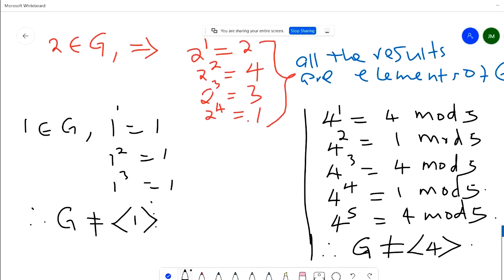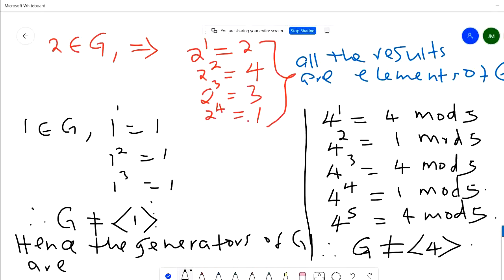So you can be asked to find the generators of G under multiplication modulo 5. And so we only have 2 generators, because the other 2 have failed to generate the whole of G. So we can conclude and say, hence, the generators of G are just 2 and 3. So 2 and 3 happen to be the only generators of the group G.